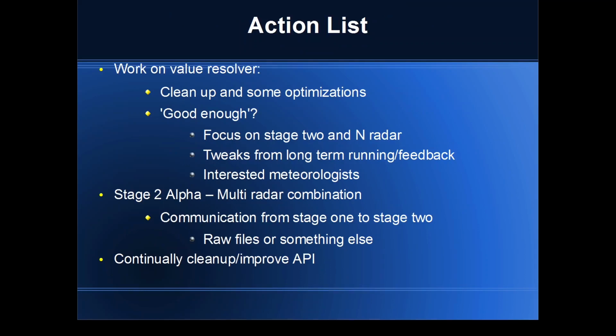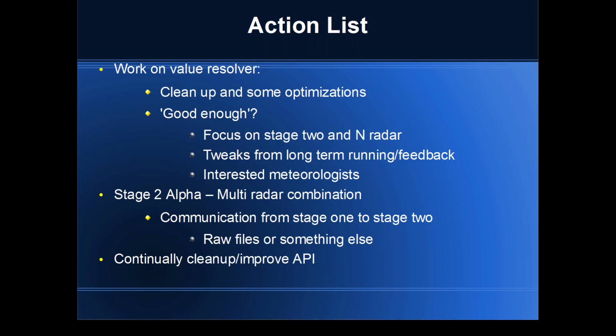So the action list here would be to work on the value resolver some more. We want to clean up and do some optimizations. Is it good enough? Is it time to focus on stage 2 and end radar? Tweak some long-term running feedback. We have to tweak it a little bit probably and change it a little bit over time. And maybe we get some interested meteorologists to look at this code. The code that actually generates the values in Fusion is only 50 lines of code, basically, that does all of it. And you can completely control the output values by changing those lines of code.